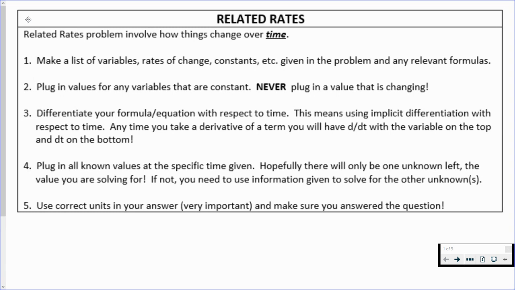And then just a quick reminder, especially if it's a free response question, make sure you're using correct units in your answer. A lot of times if it's a free response type question, they will have one point that is for units. So make sure you're using correct units.